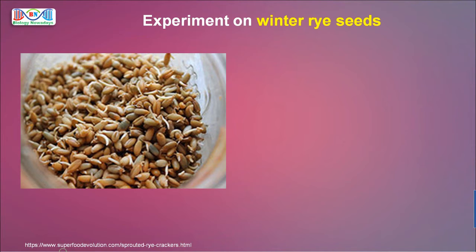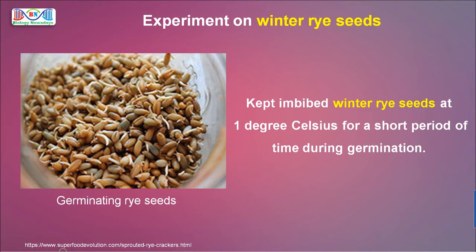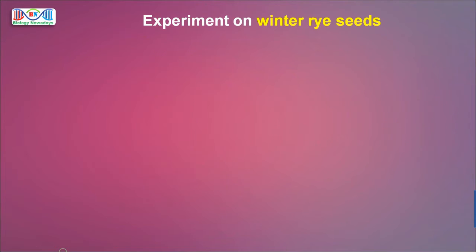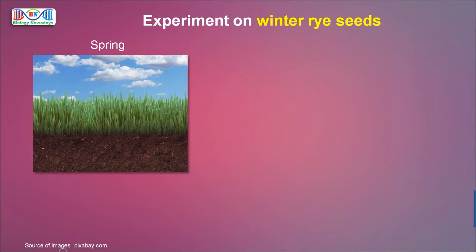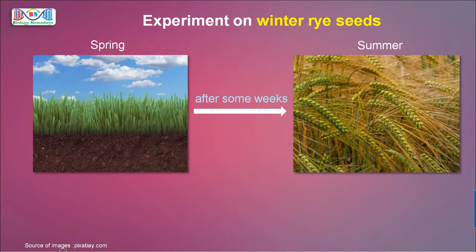Gustav kept these water soaked winter rice seeds at 1 degree Celsius for a short period of time during germination. Then he planted the germinating rice seeds in spring and observed that these plants flowered and produced seeds in the following summer, just like the spring rye variety. And that was really great news for the farmers.